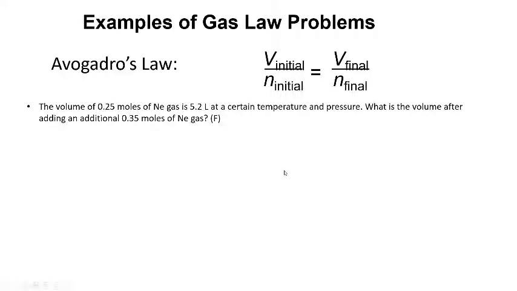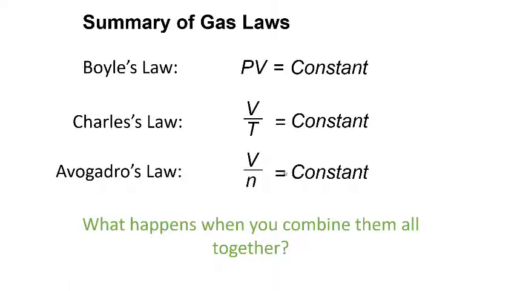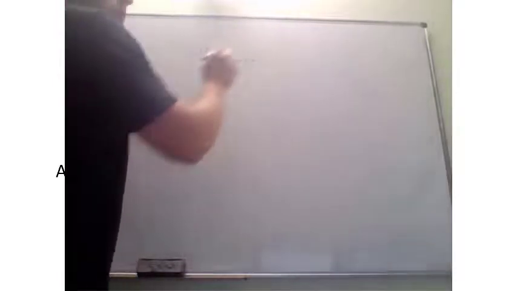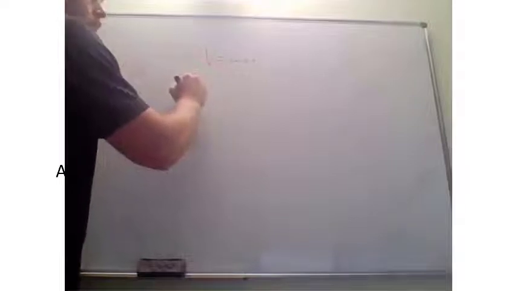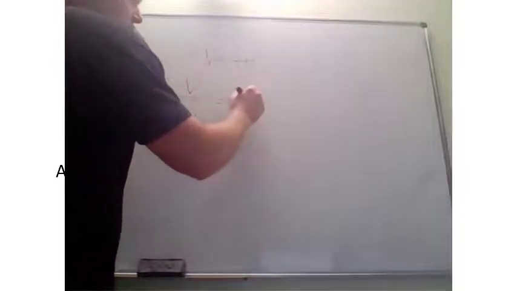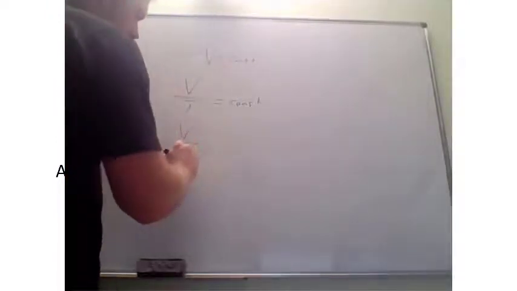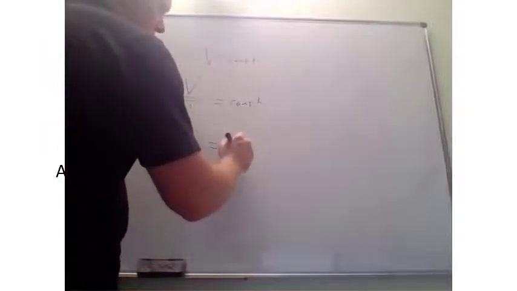Okay, so we now have 3 separate gas laws that we've introduced here: Boyle's law, Charles' law, and Avogadro's law. So we have 3 different relationships that all come together to equal constants. So what happens if we combine all of these gas laws together? We have our pressure times our volume is equal to a constant. We have our volume over our temperature is equal to a constant. And we have our volume over N, our number of moles, is equal to a constant.